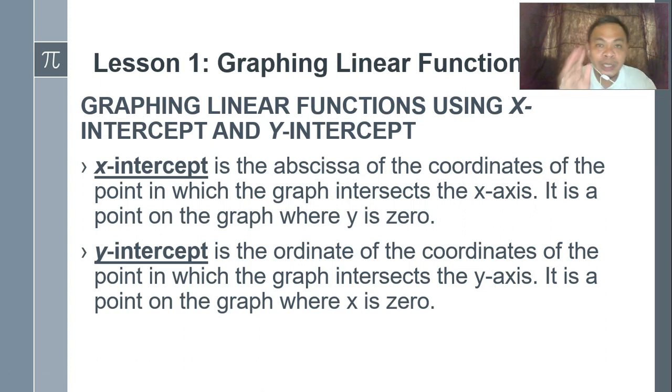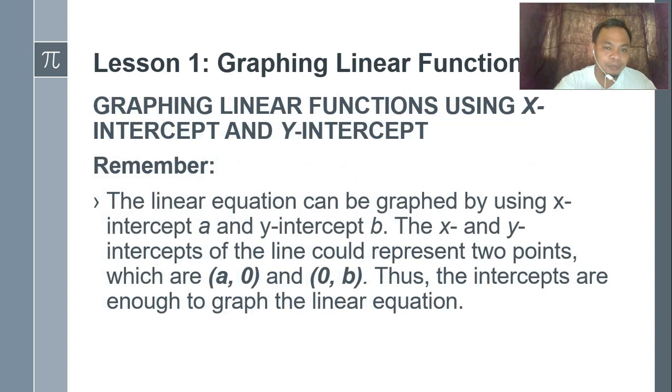So, para po mas maintindihan po natin, we will go to our example. But before that, remember that the linear equation can be graphed by using x-intercept A and y-intercept B. Okay, then the x and y-intercepts of the line could represent 2 points where A and 0 and 0 and B. Diba? Yung first point ay A, yung x, tapos 0 yung y. Diba?